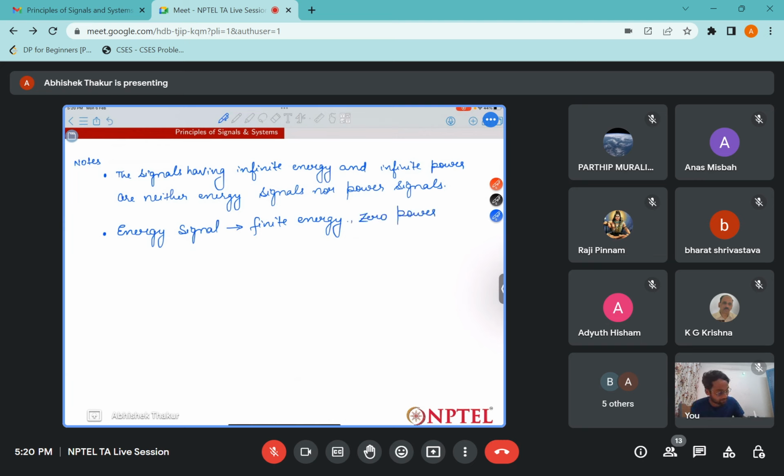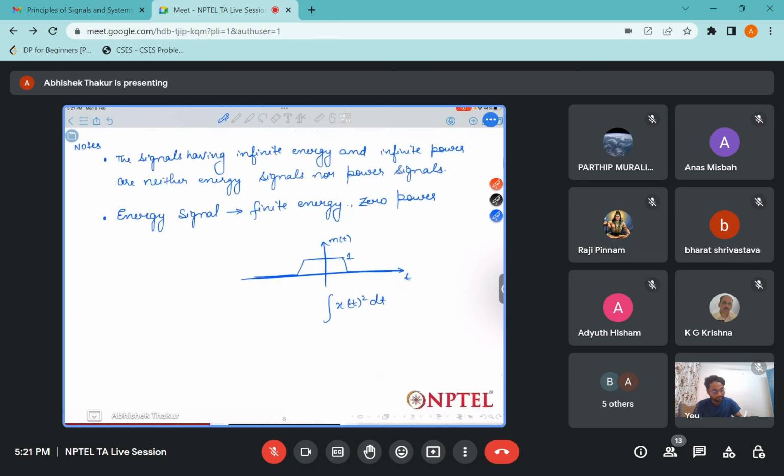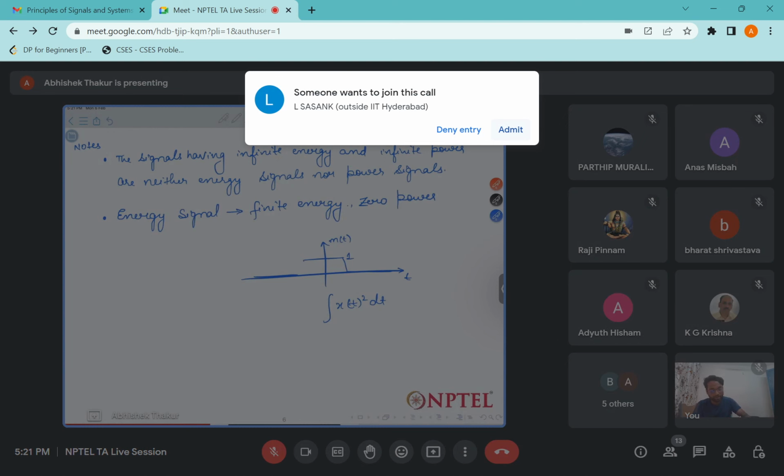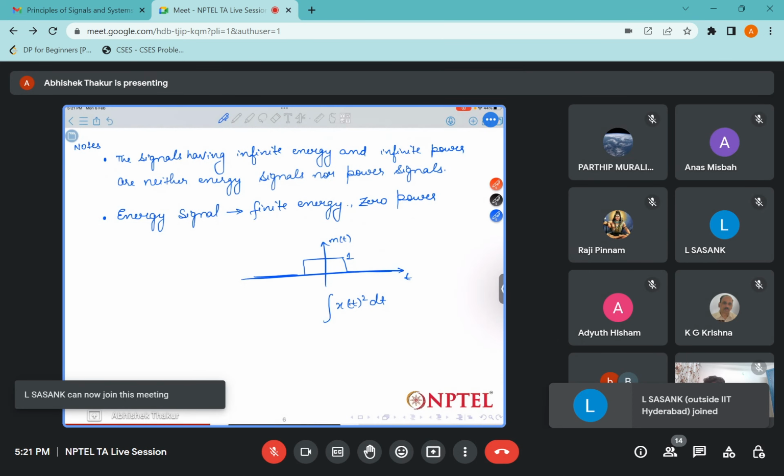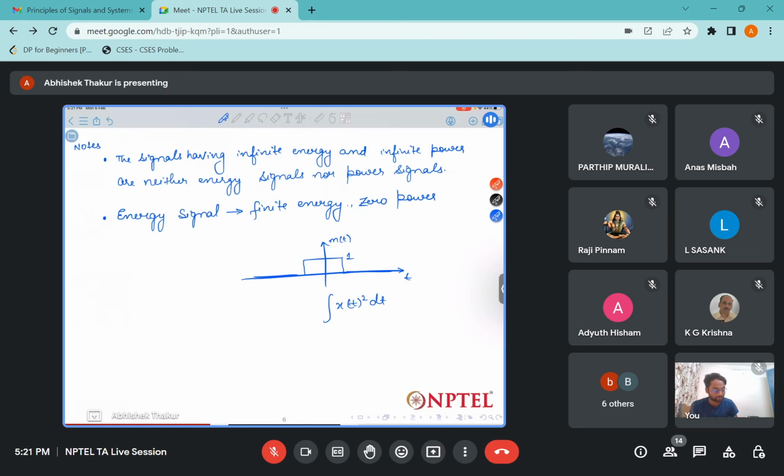Let's see how it has zero power. Let's suppose there is an energy signal like this. This is 1, this is the time axis, and this is our amplitude axis. Now, if you calculate the power of this energy signal, what will be the energy here? The integral of x(t) squared dt. Let's suppose this is squared only, for ease of calculation, because I want to teach some concept. This is also 1, this is minus 1.